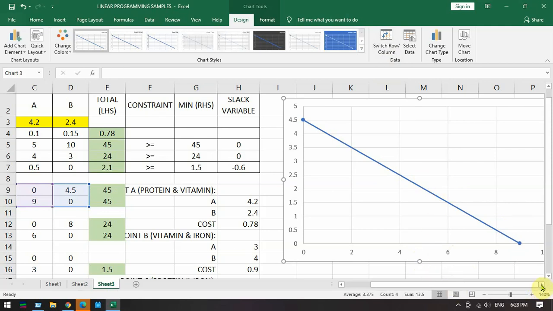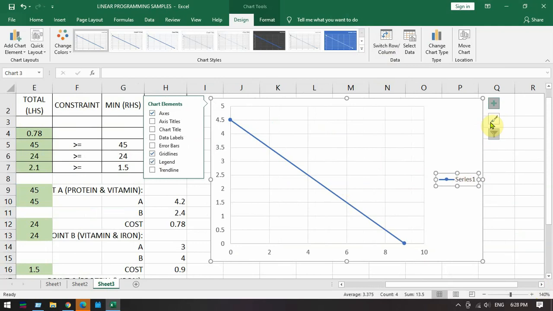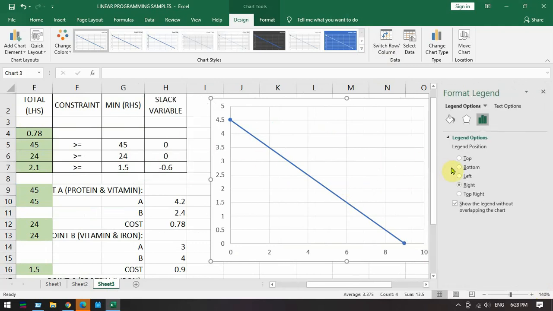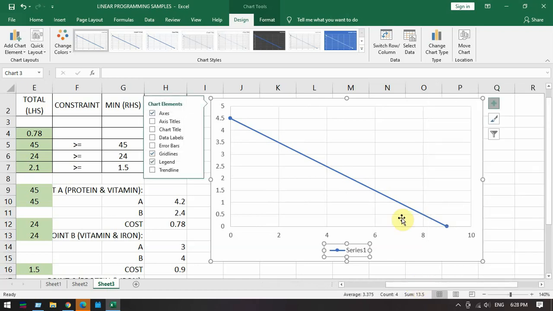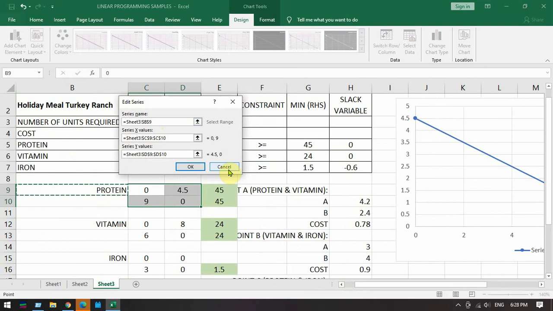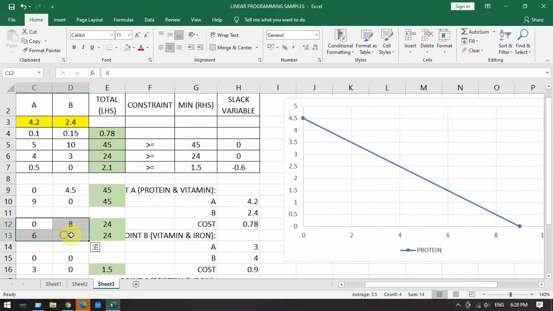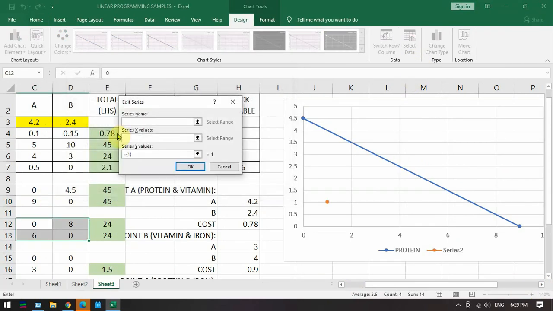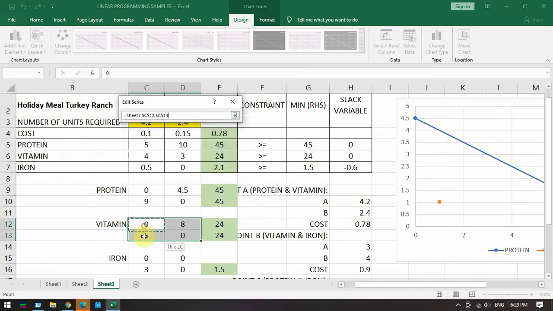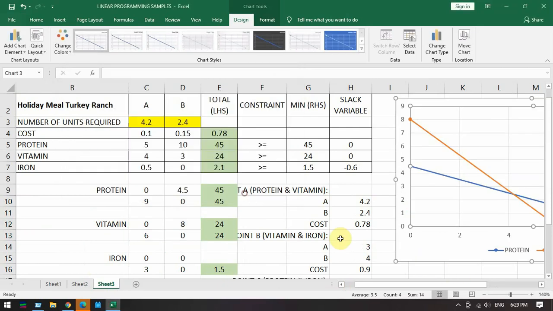And then let's just add a label so we know our constraint lines. And I would also like to put this at the bottom. There we have it. So let's change the series data by editing the name from series 1 to protein. Okay, that's it. So we see it's changed. And then we're going to add the one for vitamin. So again, select data and then add. Our series name will be vitamin, our x values will be 0 and 6, and our y values will be 8 and 0. Okay, so there it is.